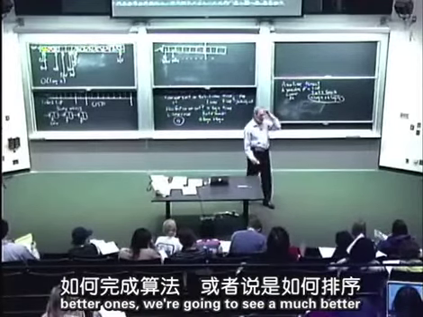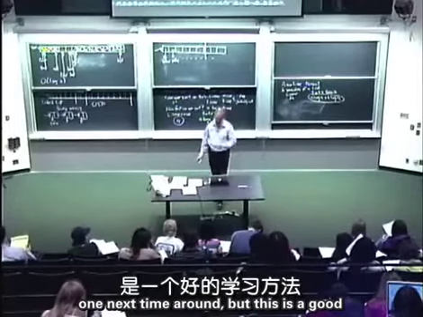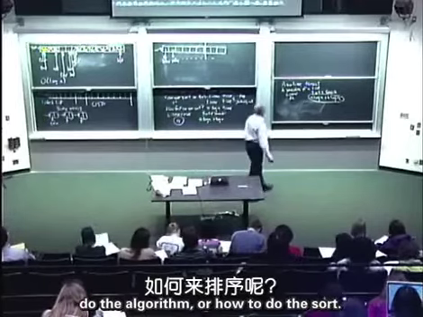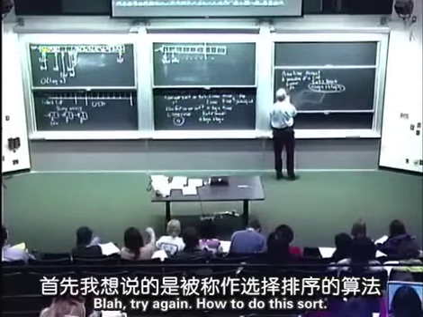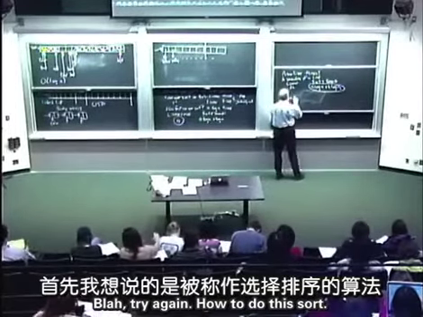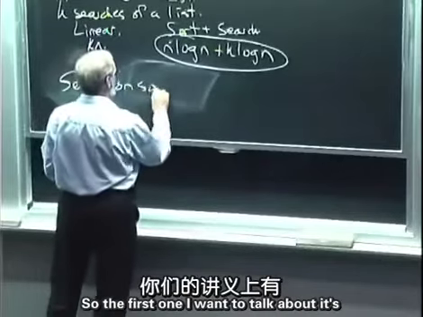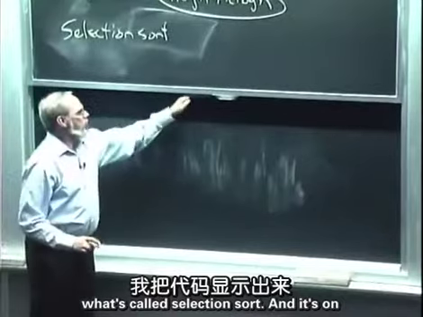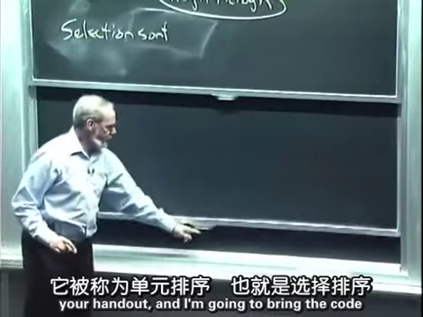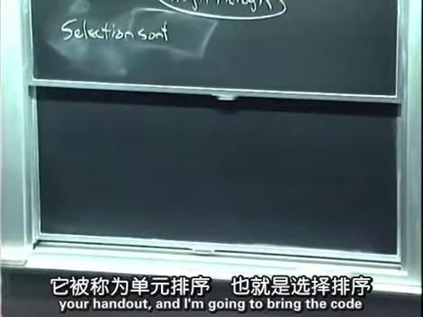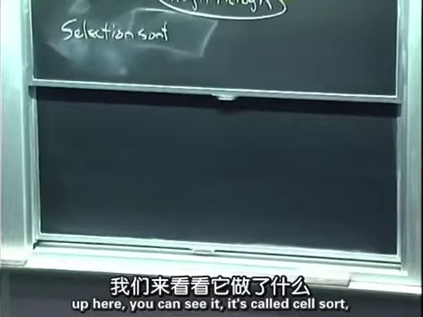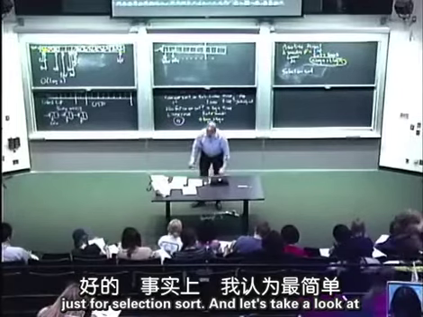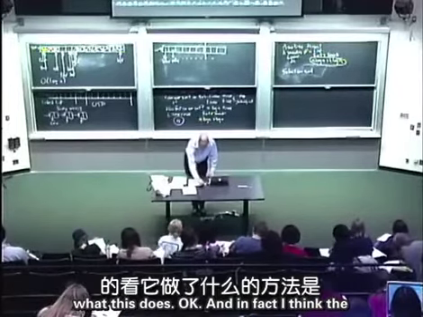But this is a good way to just start thinking about how to do the algorithm, or how to do the sort. How to do the sort. So the first one I'm going to talk about is what's called selection sort. And it's on your handout. And I'm going to bring the code up here. You can see it. It's called cell sort, just for selection sort. And let's take a look at what this does.